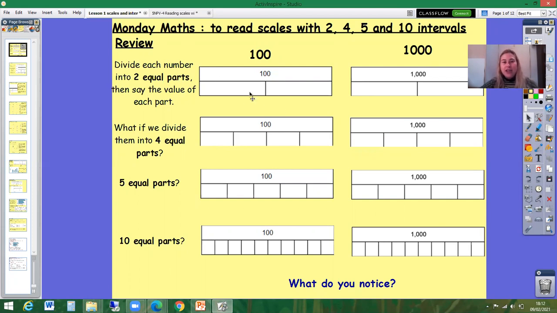So I want you to divide each number into two equal parts and then say the value of each part. So think about what 100 divided into two equal parts would be. What would each part be? Pause the video now and have a go.